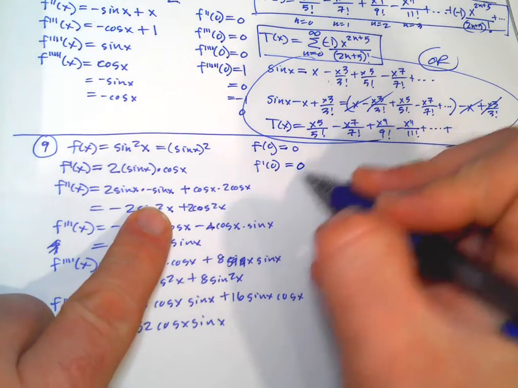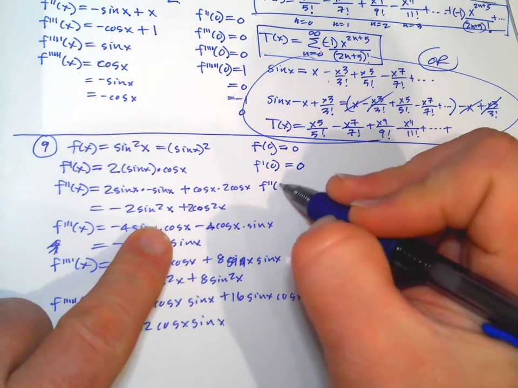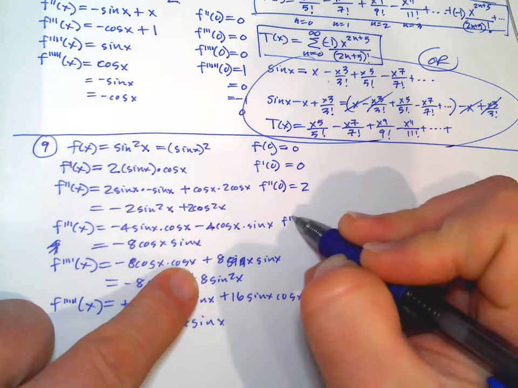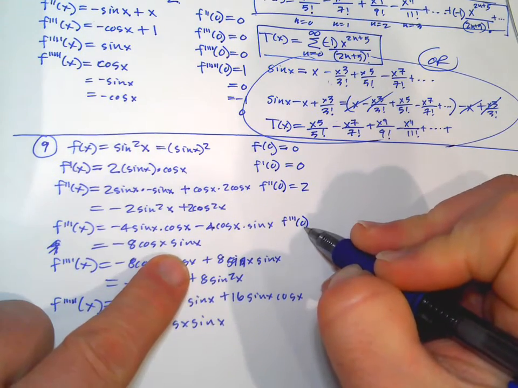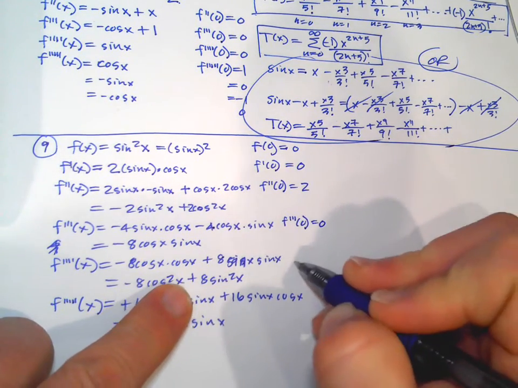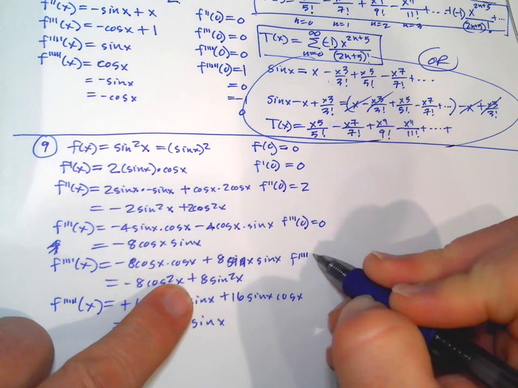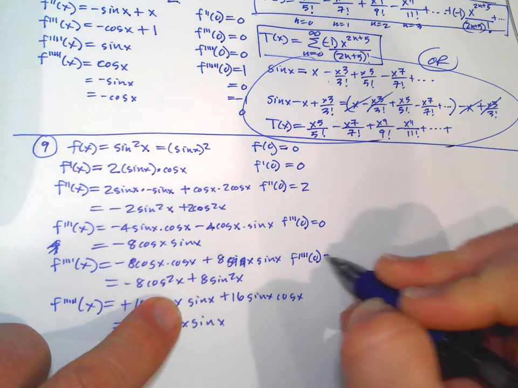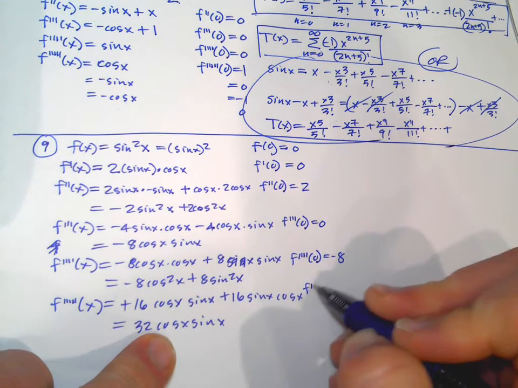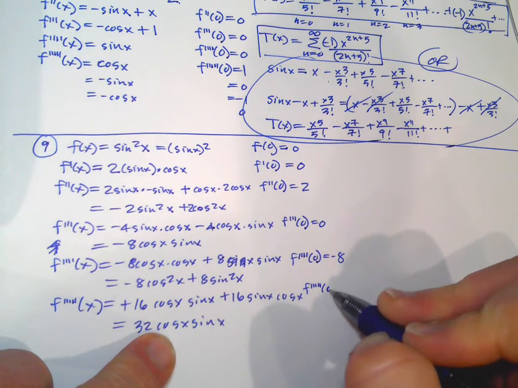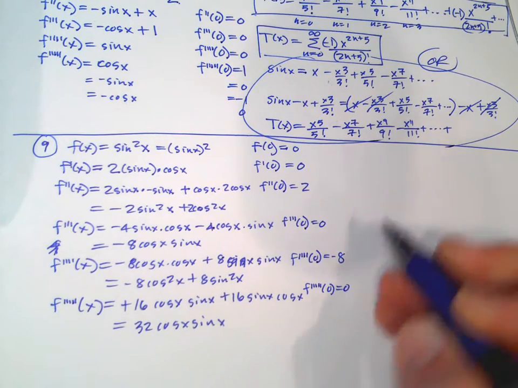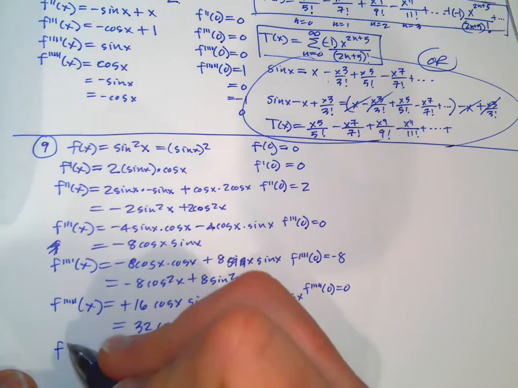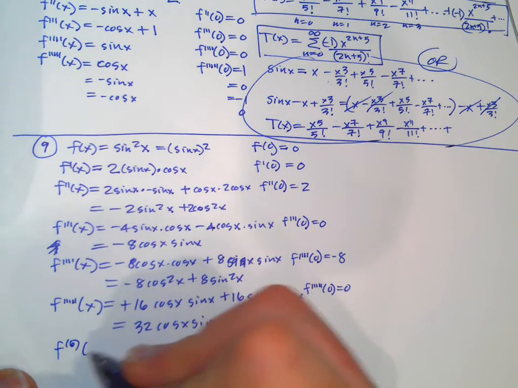That's going to be 0. That one's going to be 2. That one's going to be 0. That one's going to be negative 8. This one's going to be 0. What's the next one going to be? I guess let's find one more. I just want to confirm this pattern.